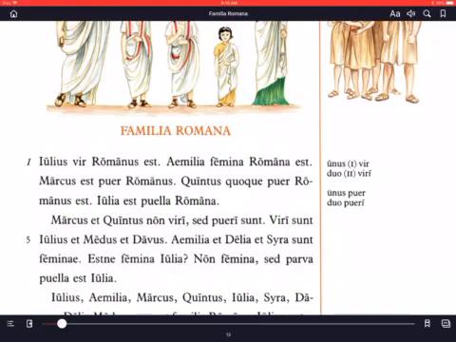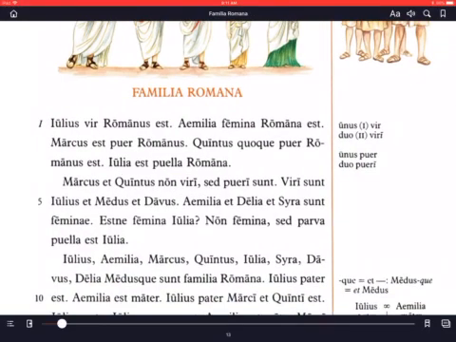Quintus quoque puer Romanus est. Quintus is also a Roman boy. Julia est puella Romana. Julia is a Roman girl. Now notice there the est is in the middle, so Latin word order is more flexible than English. It's okay to put the est there. We could have also put it at the end of the sentence.